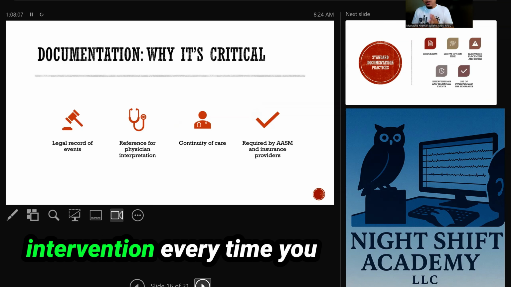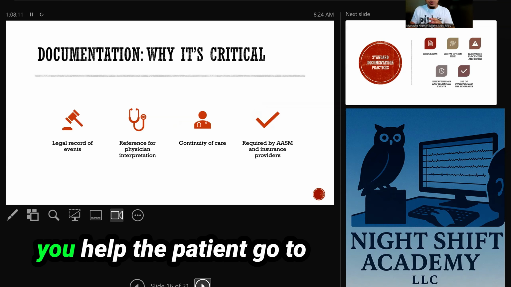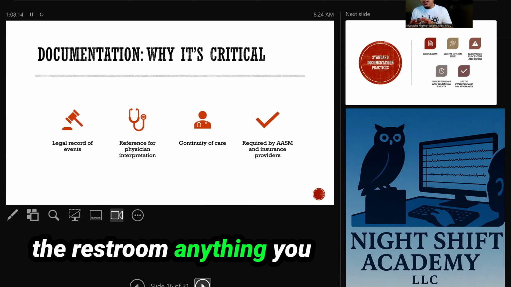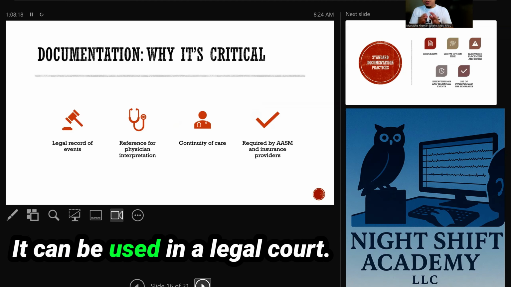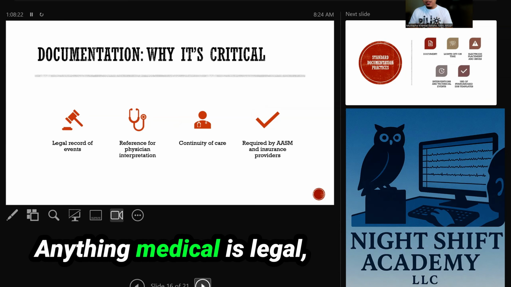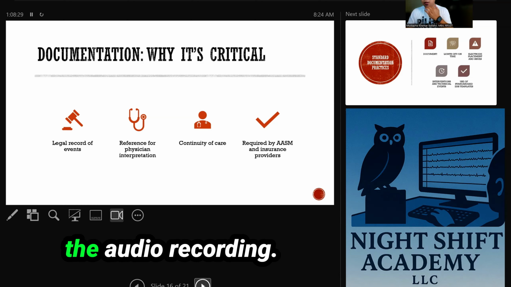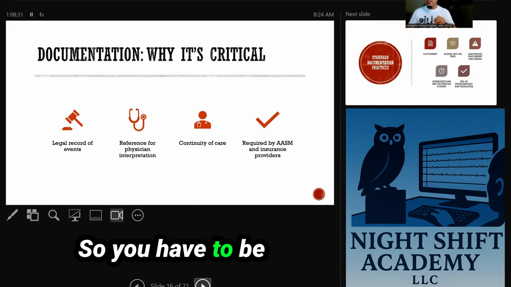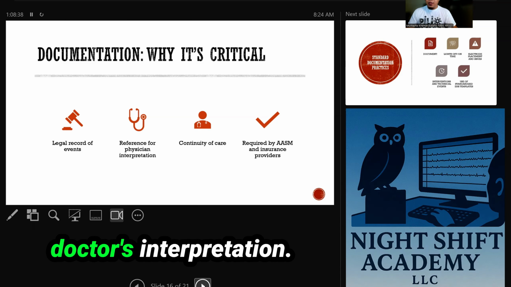Now, in medicine, anything that you write, anything that you click, you annotate it. Anything that you do, every intervention, every time you walk into the patient's room and adjust electrodes, or help the patient go to the restroom, everything is legal. It can be used in a legal court. Remember that. Anything medical is legal. So we also monitor through the video and audio recording. You have to be careful and professional, and these things can be very helpful for the doctor's interpretation.